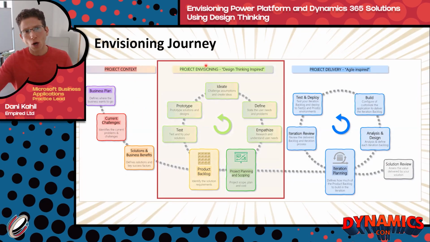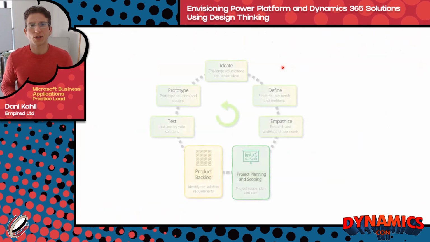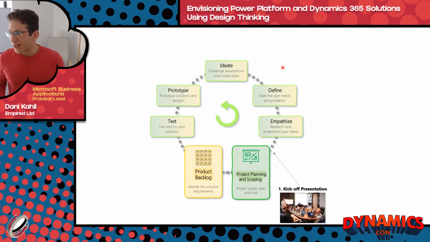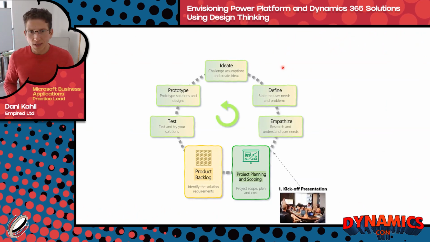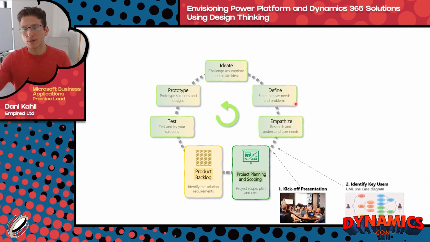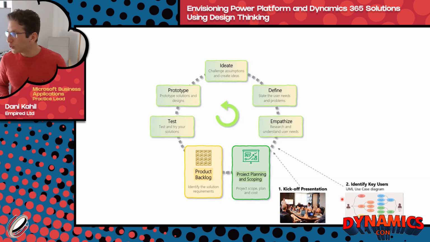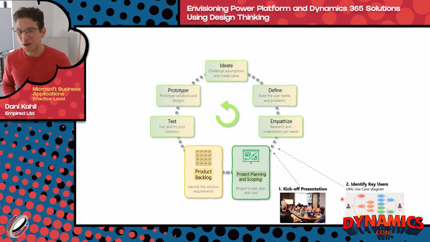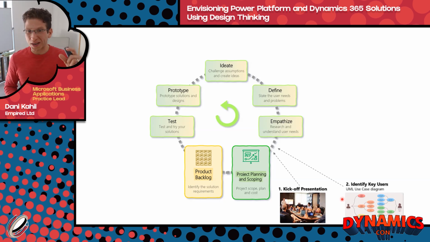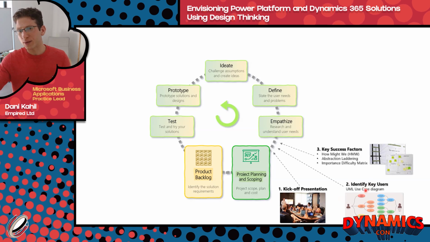So if we focus really on this project envisioning and the steps I usually do during it, I always start with a kickoff presentation where I describe that process. So what are we going to do and the steps. I usually also identify my key users, and I use an old method called the UML use case diagram. I learned UML a couple of years ago, which I found very useful to identify really key users and key activities they do, because I use this later to invite those key users and those stakeholders to my workshops as well.